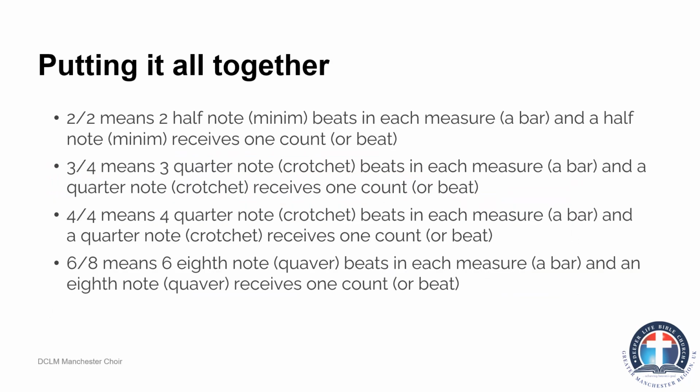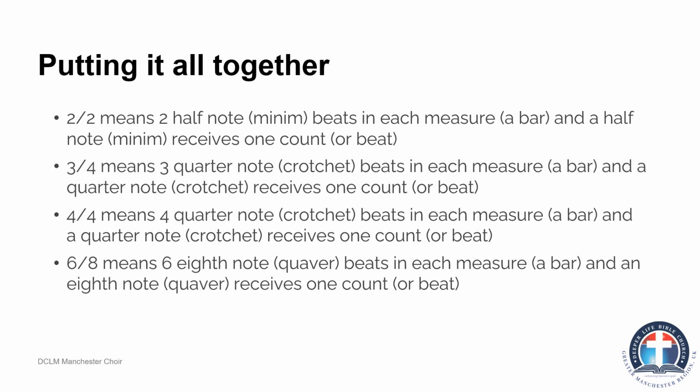Putting it all together, a time of 2-2 means 2 minim beats in a bar, and it means the principal beat, or the beat that receives 1 note, is a minim. So in a time of 2-2, a minim will be 1 beat, and from there we can work out the beats of the other notes. So if a minim is 1 beat, for example, a crochet, which is half of a minim, will be half a beat. A quaver, which is a quarter of a minim, will be a quarter beat, and on and on and on.